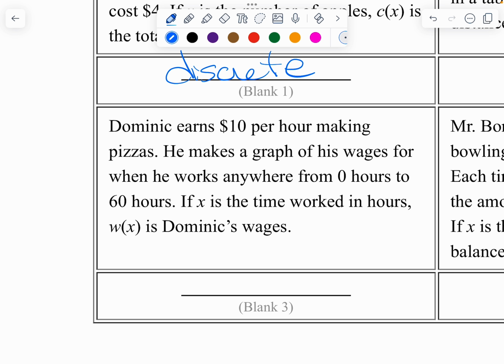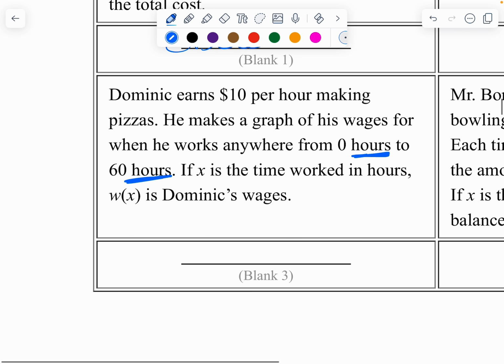Dominic earns $10 per hour making pizzas. He makes the graph of wages for when he works anywhere from 0 to 60 hours. Okay, again, hours, time is always going to be continuous. The amount of money you make is going to be continuous. Now, if it was talking about today you make $4.57 per hour and tomorrow you make $5.35 per hour, if it was talking about those jumps, then it would be discrete. But this is talking about your hours. How many hours?